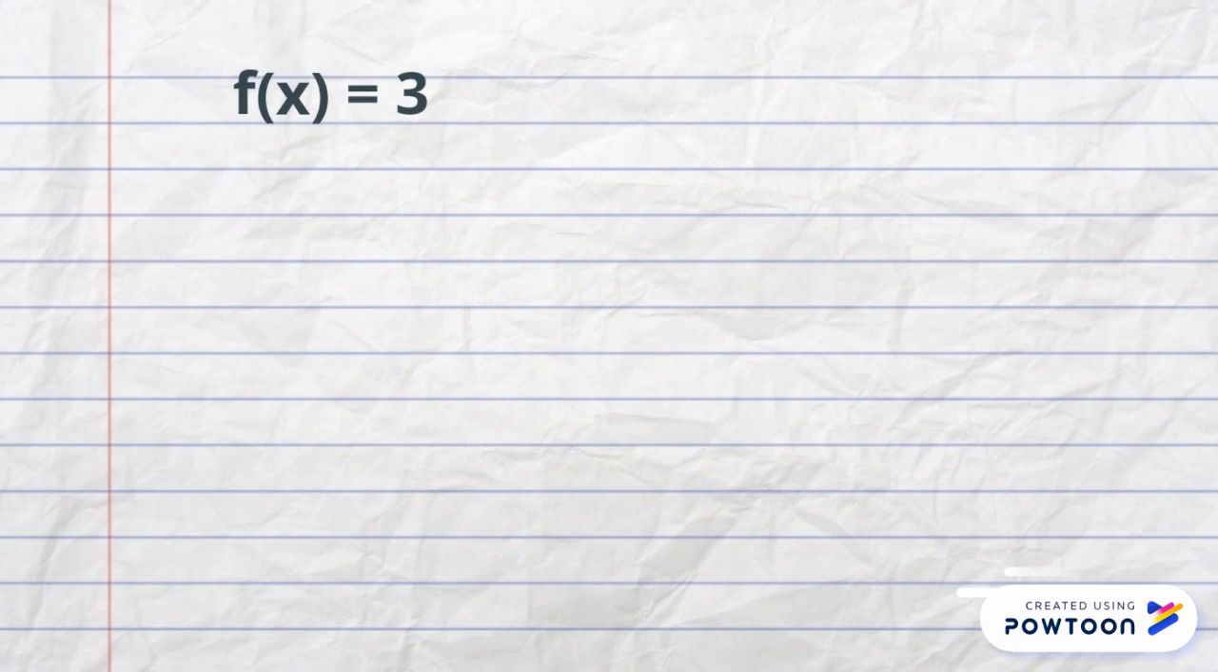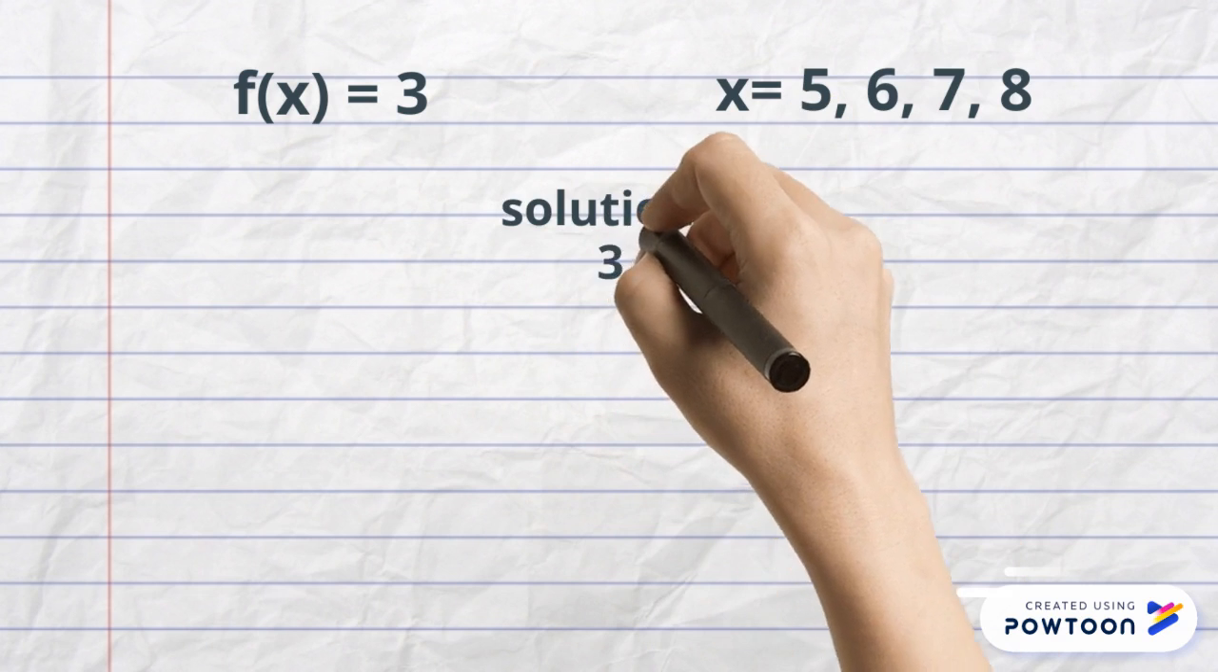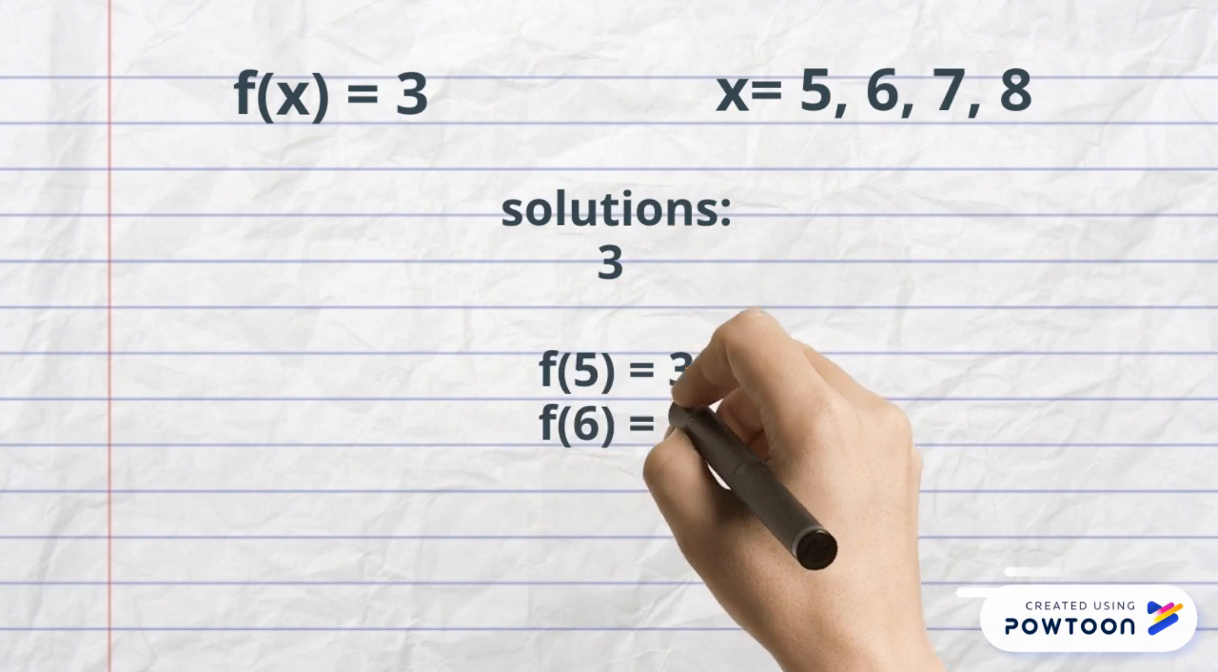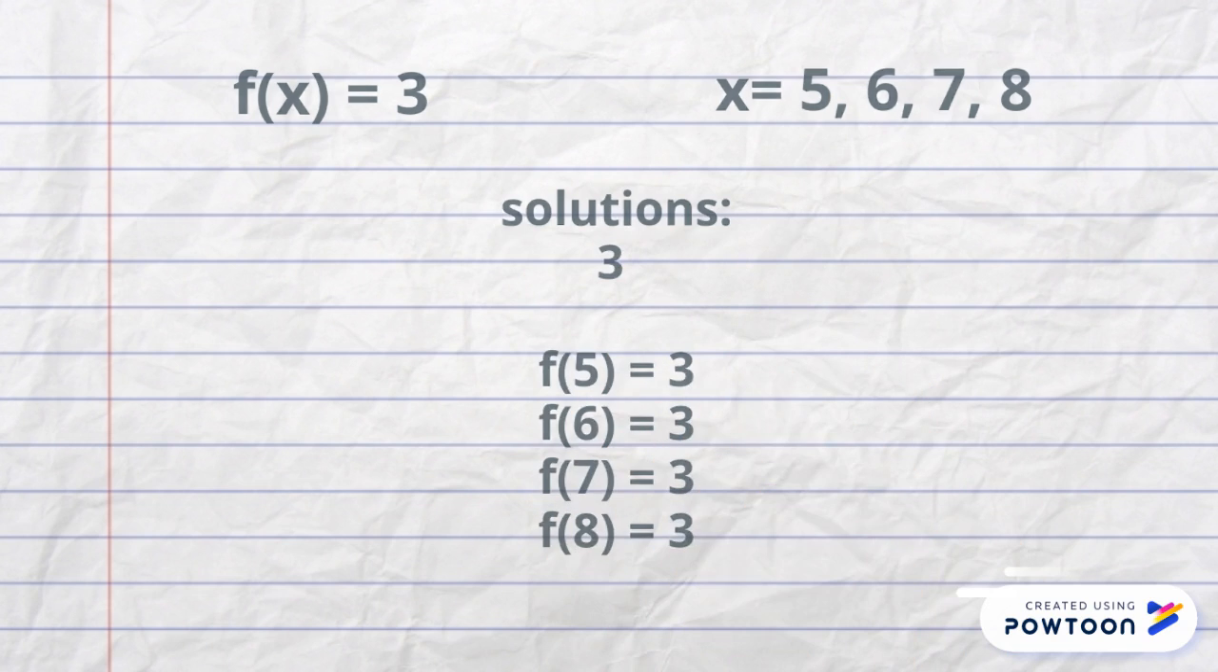And for the last function, the possible outcomes, including the boundary, are 5, 6, 7, and 8. Since we only have one value, therefore, all the given x to the corresponding function is equal to 3.